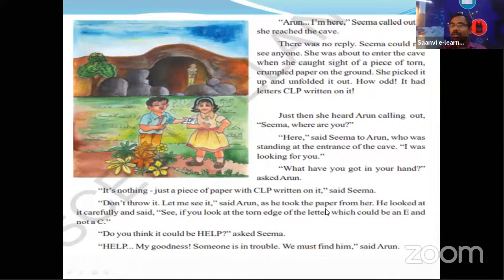So these two kids are going to help somebody. They are very intelligent, isn't it? If you get a paper on which CLP is written, what would you do? You will throw it away, isn't it? Yes, you will definitely throw it away. But here, Seema and Arun were very brilliant. Finally, they found out that it was the word help which was written on that paper. So they understood that somebody is in trouble, maybe inside the cave, maybe in that fort. They wanted to help.